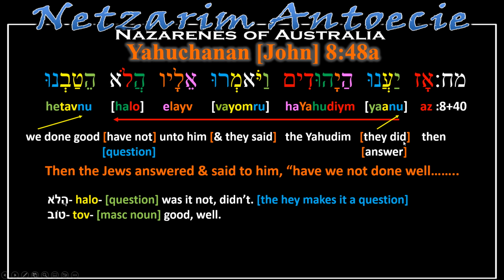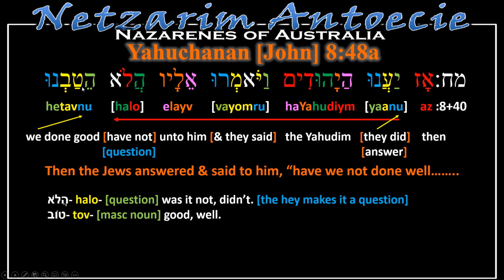Ya'anu, they did answer. Because the root is not ya'an, that's just an imperfect form. So the root, of course, is ana. They did answer. Ha-Yehudim, the Jews, va-yomru, and they said, elav, unto him. Halo, have not, because it's a question. The hey is a questioning hey. Have not, did not. Hetavnu, we done good.